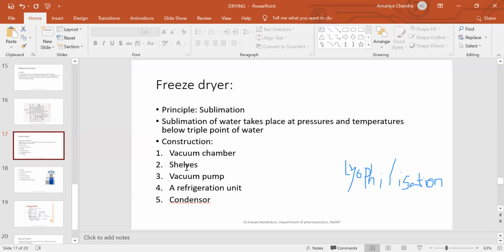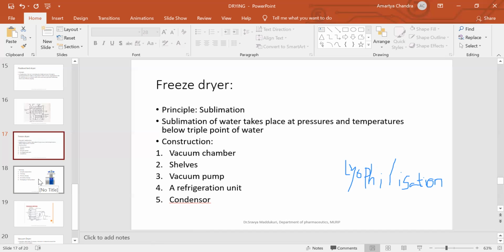There are shelves or trays, and a vacuum pump, which has to create low pressure, and there's a refrigeration unit because temperatures have to come so low, at 0.0099 degrees centigrade, almost 0.01 degree centigrade, right? And there's a condenser which is connected to the vacuum chamber. These are the parts that are there in a freeze dryer.